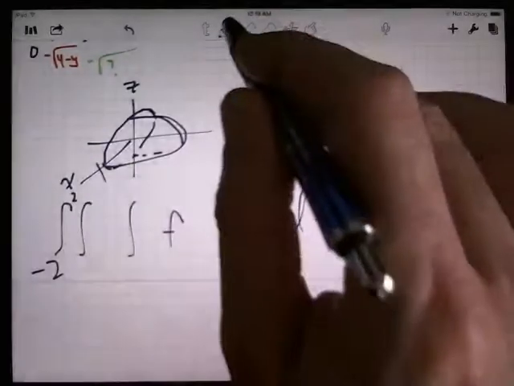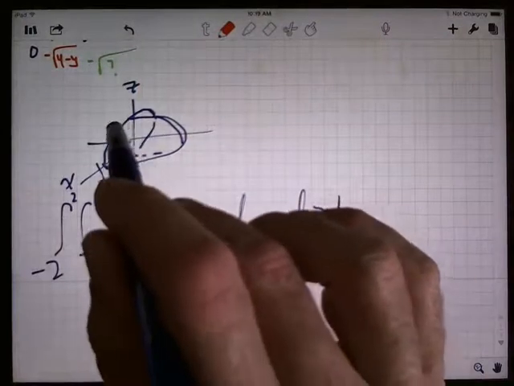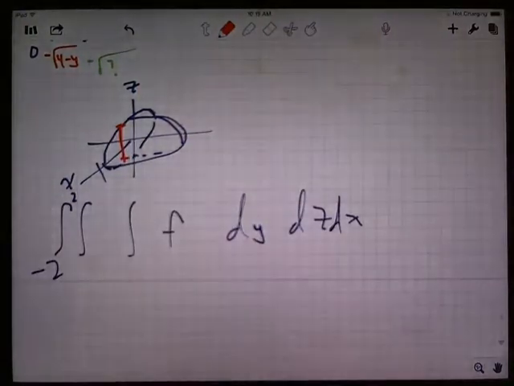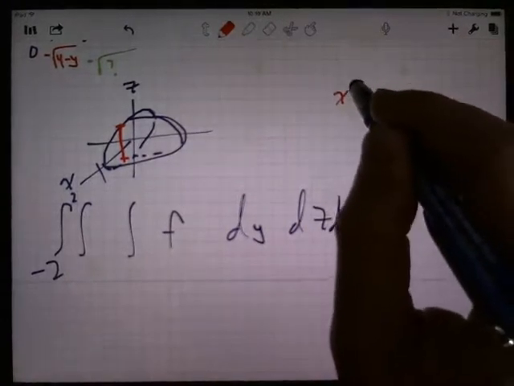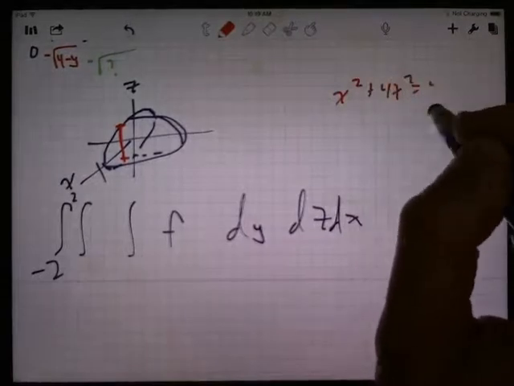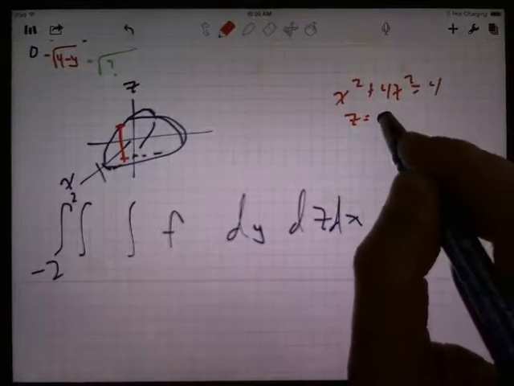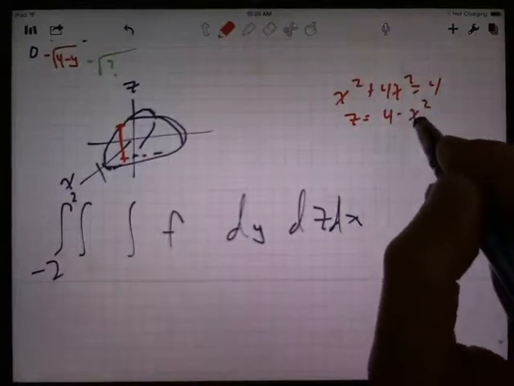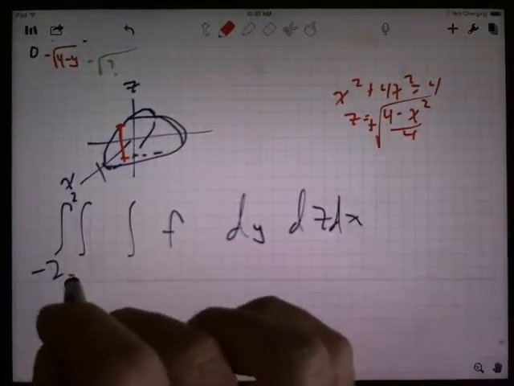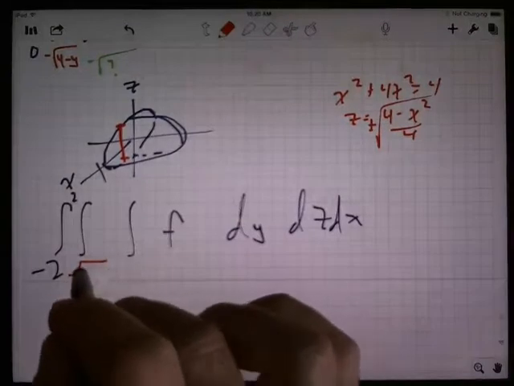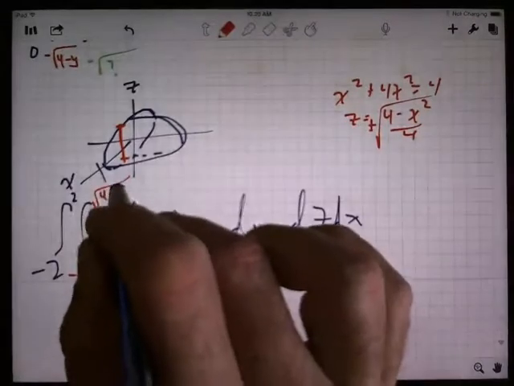Then for each value of x in between, what does z do? Well, z goes from something down there to something up there. Well, in the xy plane, remember, that was with y equals 0. We're looking at the ellipse x squared plus 4z squared equals 4. So solving for z, z is equal to plus or minus the square root of (4 minus x squared) over 4. So z goes from minus the square root of (4 minus x squared) over 4 to plus the square root of (4 minus x squared) over 4.